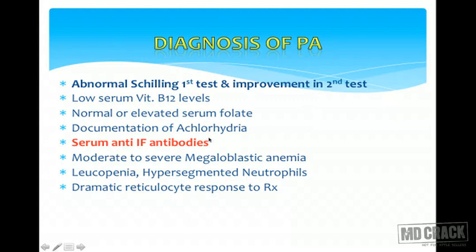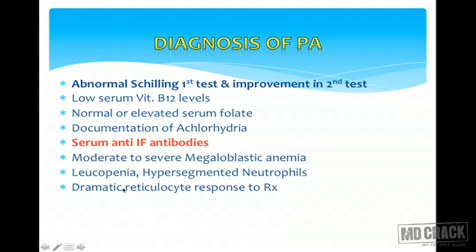You also have to document the achlorhydria. Nowadays, the serum estimation of anti-intrinsic factor antibodies has totally replaced the Schilling test. We are doing this particular test, serum anti-intrinsic factor antibodies, and that itself proves that the patient has pernicious anemia. A pernicious anemia patient can have mild to moderate or sometimes even severe megaloblastic anemia.